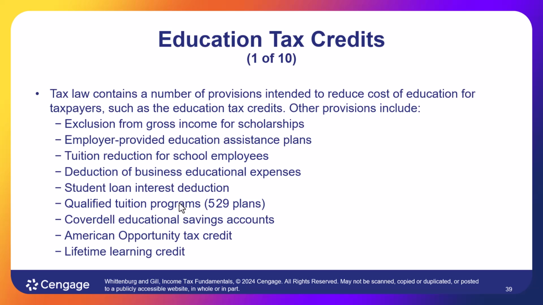So the tax law contains a number of provisions intended to reduce the cost of education. And other provisions other than tax credits are exclusion from gross income for scholarships, employer-provided tuition assistance plans, tuition reduction for school employees, deduction of business education expenses, student loan interest deduction, qualified tuition plans, 529s, Coverdell education savings accounts, American Opportunity Tax Credit, which we're going to talk about, and the Lifetime Learning Credit.